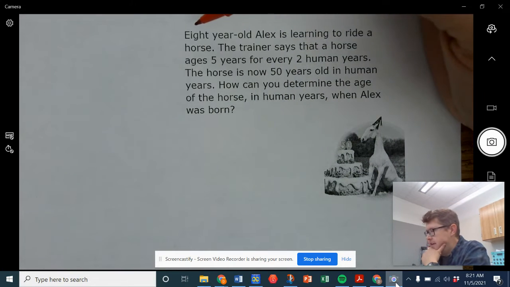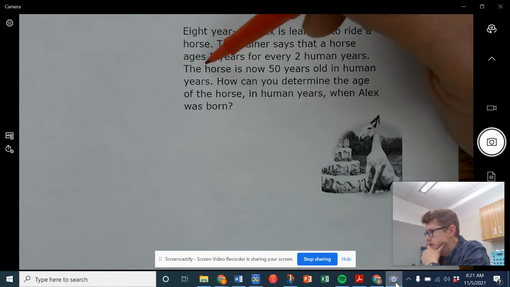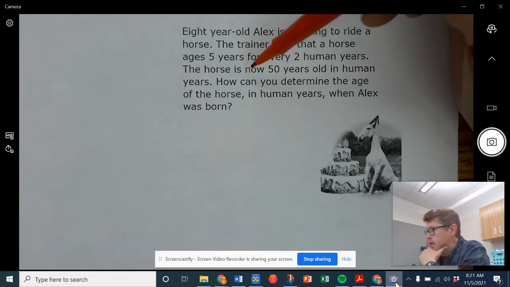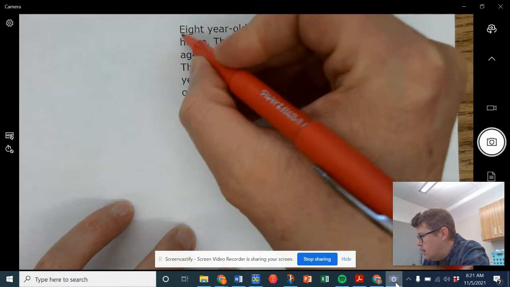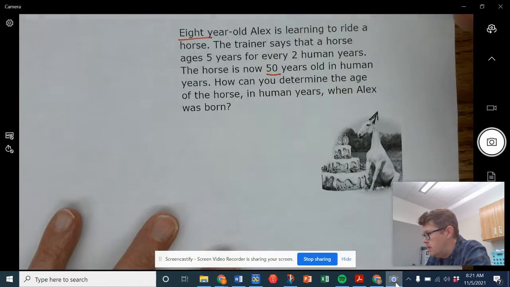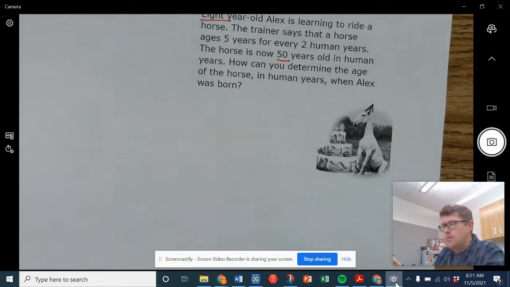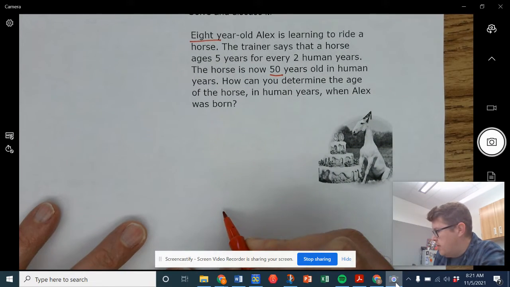Okay, so we've got a couple pieces of information here. We've got the fact that Alex is 8 years old, and we've got how the horse ages, and then we have the horse now. So I'm going to use this information here and here. So we have the horse is 50 years old and Alex is 8 years old. So I'm actually going to set up a table. I think that's probably the easiest way to do this. We don't have a graph on this, so it's probably easiest to represent this with a table.